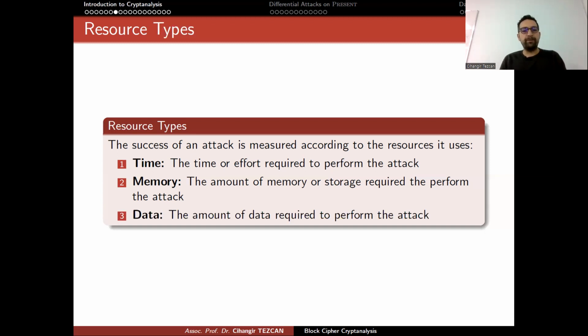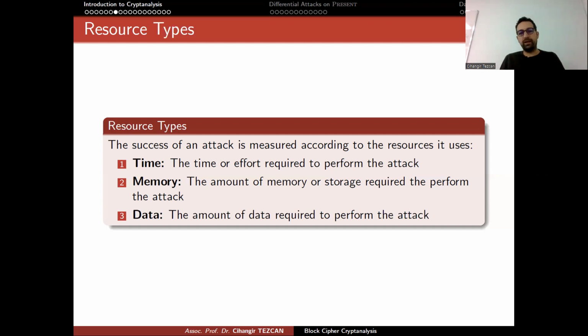And finally, the data. This is the amount of data required to perform the attack. So in the previous slide, we talked about known-plaintext, chosen plaintext attacks, and so on. So how many chosen plaintexts or known plaintexts you require to perform the attack is actually your data type, and it will determine your data complexity.